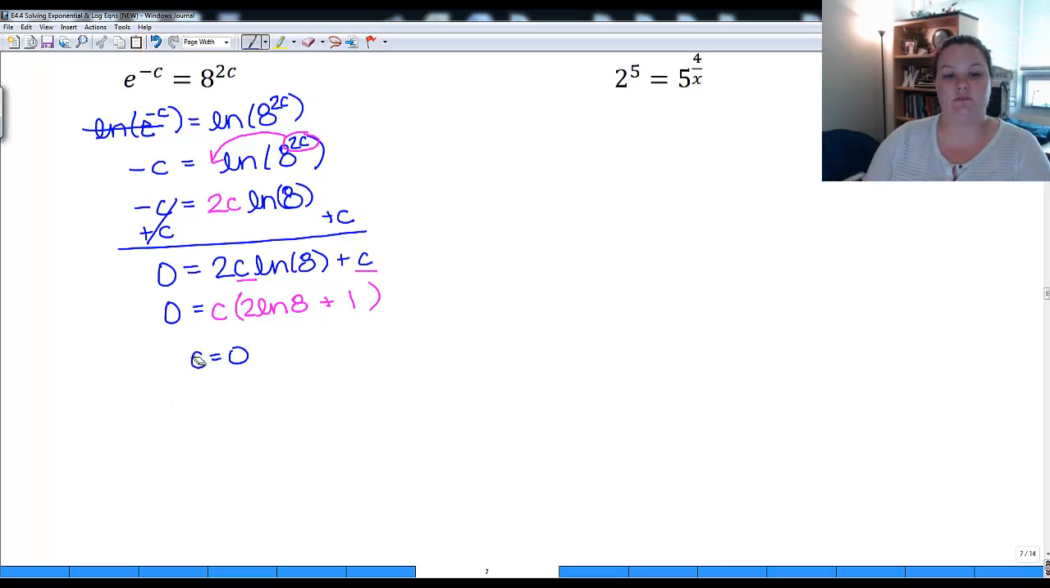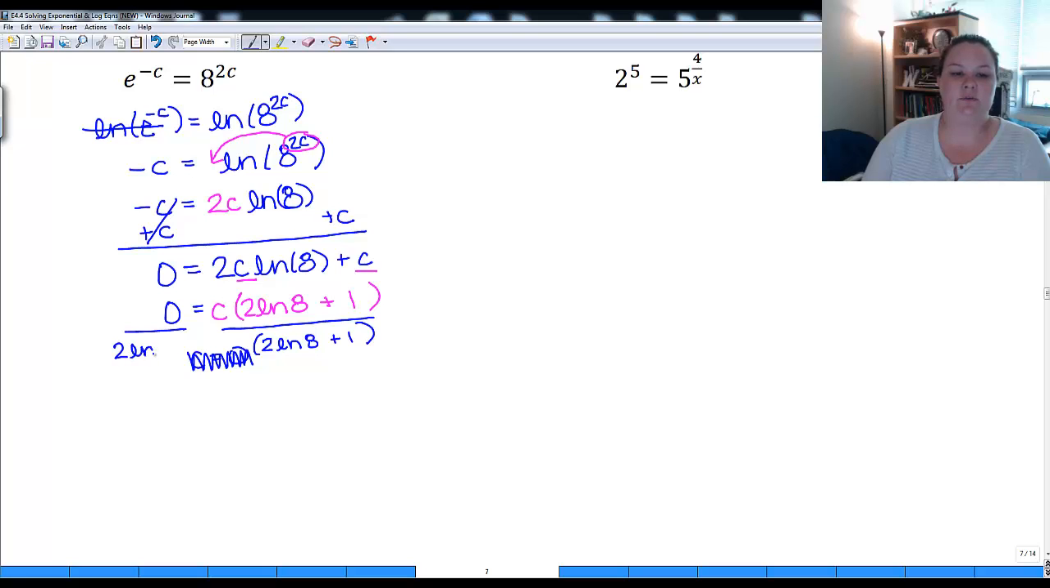Or I will say it this way. What I could do, if you want to think about it, because some people are bothered by this just not mattering, this is all just one big number. So you can think of it as a coefficient. So we could go ahead and divide off 2 ln 8 from both sides, plus 1.